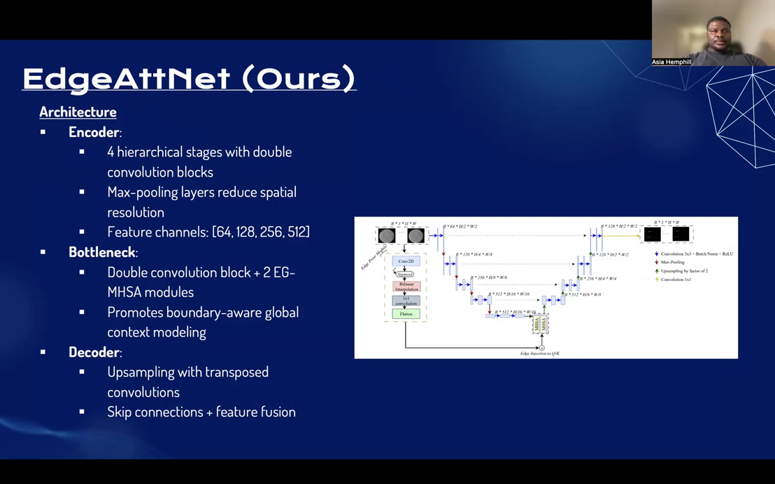I'll talk about the architecture of our proposed model. It includes an encoder, a bottleneck, and a decoder. The encoder has 4 hierarchical stages with double convolutional blocks and max pooling layers to reduce spatial resolution and increase the number of feature channels. It also uses a bottleneck that has double convolutional blocks with 2 edge-guided multi-head self-attention modules. We have done this to promote boundary-aware global context modeling. And then the decoder upsamples with transpose convolutions and also uses skip connections and feature fusion.